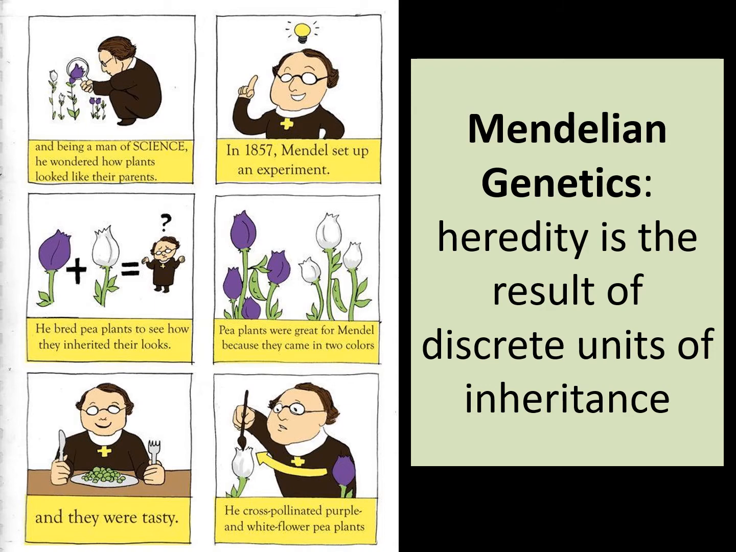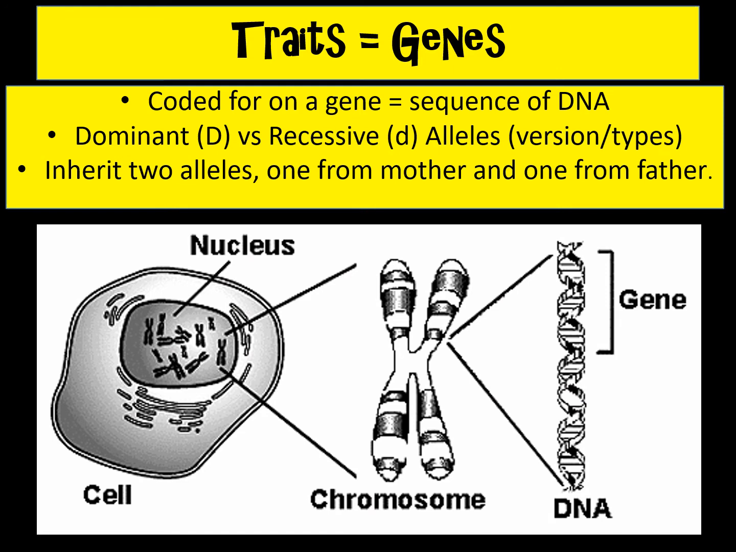Now, at that time, he knew nothing about DNA. He knew nothing about genes and alleles and things that we're going to talk about tonight. But he did notice that there was heredity that occurred, that things did pass on to the offspring. And he called these discrete units of inheritance. And from this, we then discovered things like genes and DNA, and we used Punnett squares to predict the probability of these outcomes. So here is an introduction to very basic genetics.